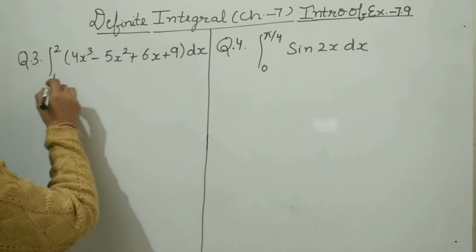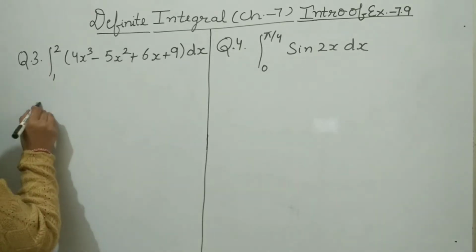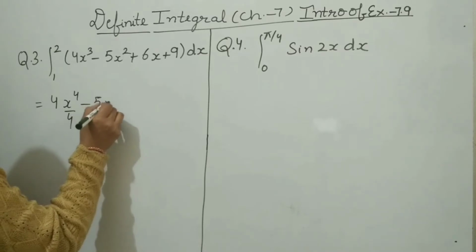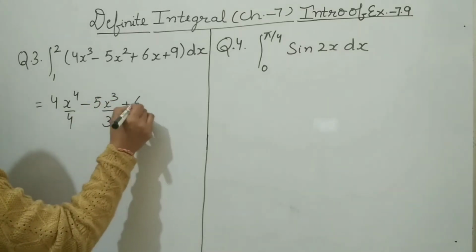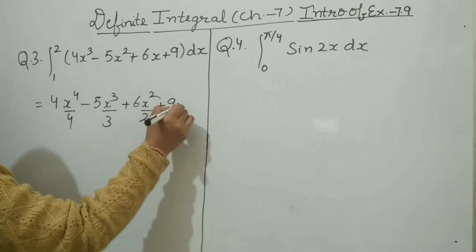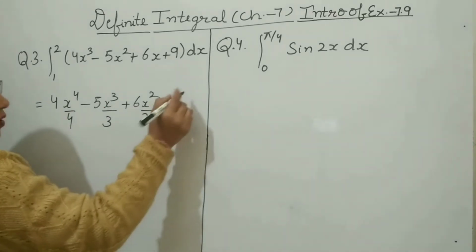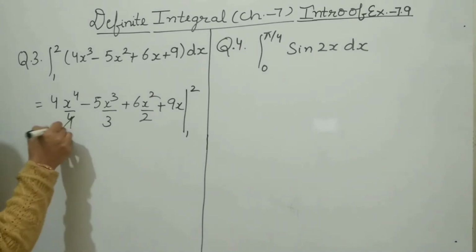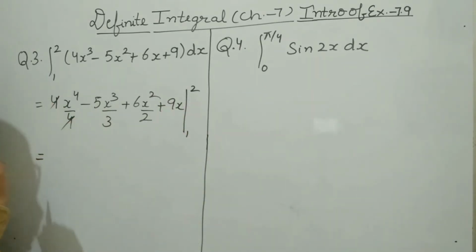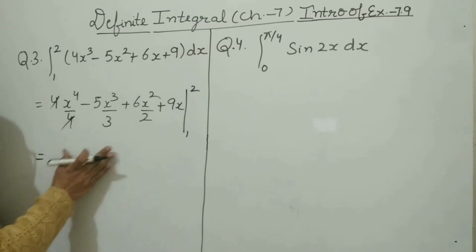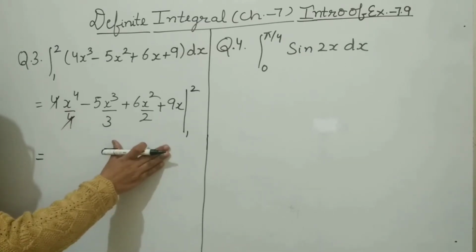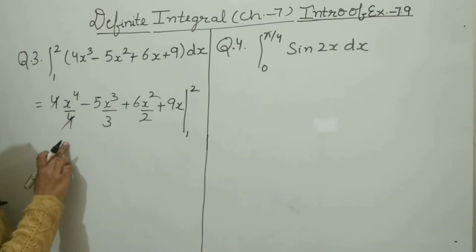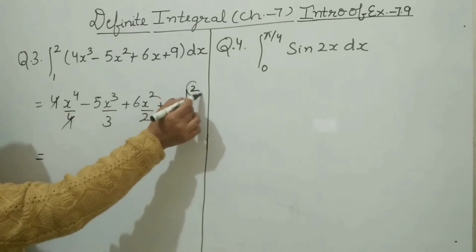Then come to next question, question number 3. Integral 1 to 2, this one is given. So first we integrate the function, integration comes out to be 4x^4 over 4 minus 5x cube over 3 plus 6x square by 2 plus 9x. Okay. And write these limits as 1 to 2. Correct? Then using your fundamental theorem of calculus, here I cannot write the sentence using fundamental theorem. You can now understand we use here fundamental theorem of calculus. So by using fundamental theorem of calculus, first we use upper limit.